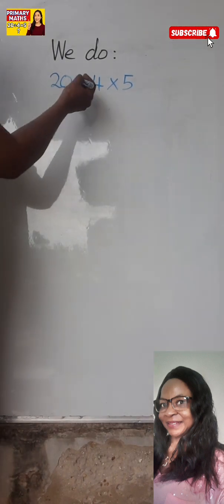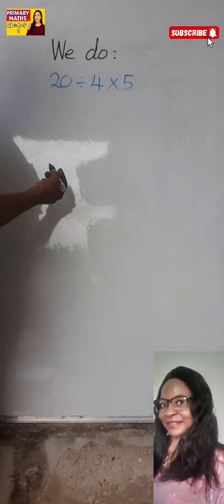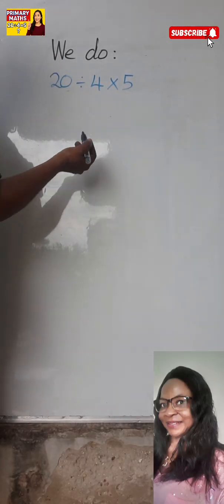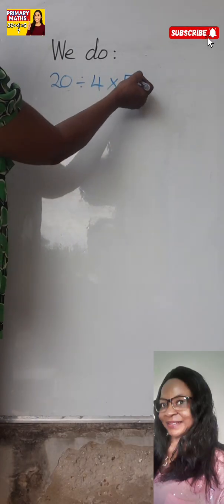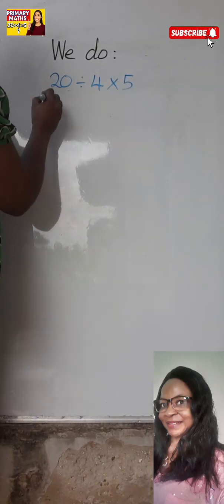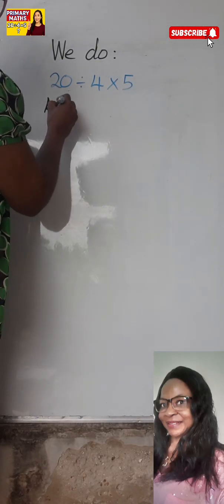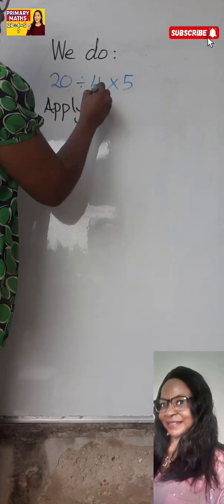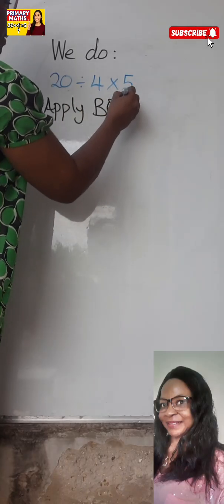Now, we have a question to solve. 20 divided by 4 times 5. How do we go about it? We apply BODMAS. What is BODMAS?